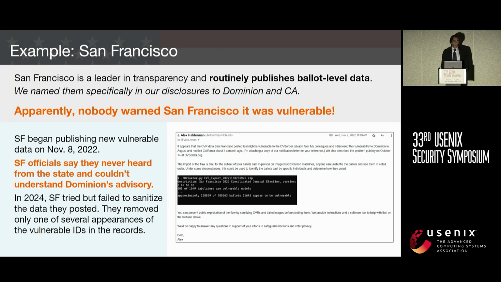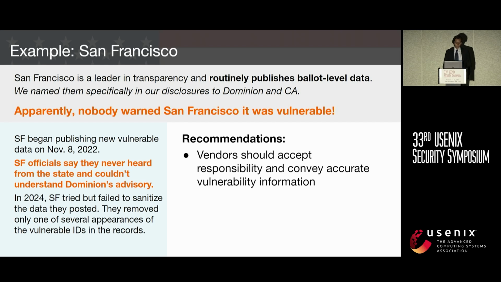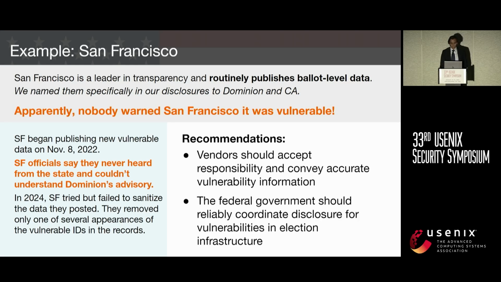Now, a few years later, San Francisco, knowing about this flaw, attempted to sanitize their data, but did so incompletely and had another privacy compromise then. What are some takeaways here? Well, first, vendors should accept responsibility when they have flaws in their product, and they should convey accurate information to their customers. And second, the federal government should reliably coordinate disclosure for vulnerabilities in election systems.